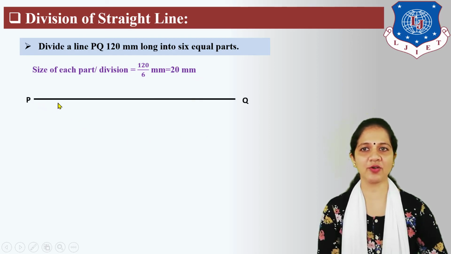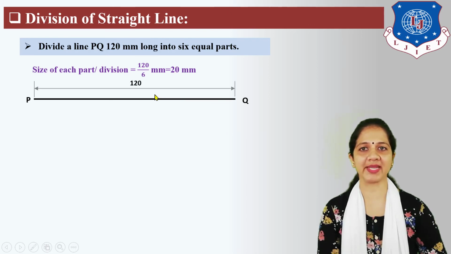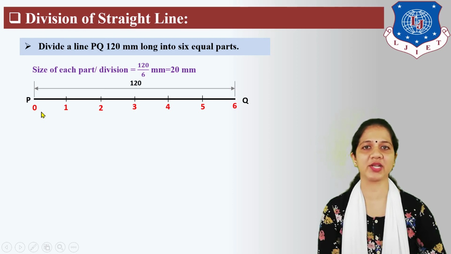So, first draw line PQ. Length of line PQ is 120 mm or 12 cm. Next, make 2 cm divisions on this line PQ by using a scale. Mark these points as 0, 1, 2, 3, 4, 5 and 6. Here 0 indicates the initial point.